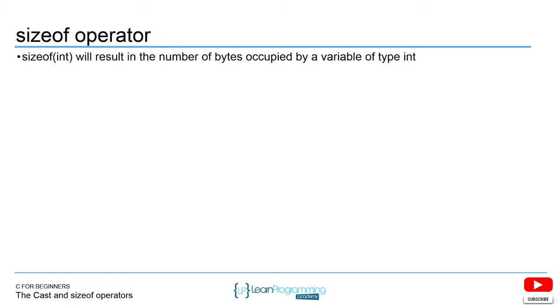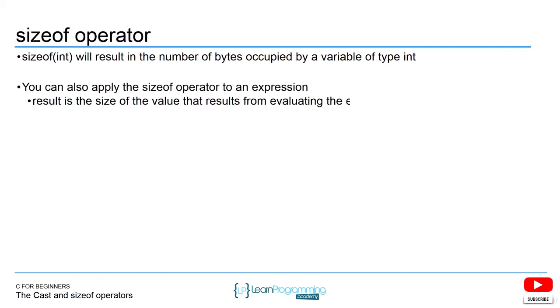Sizeof, for example, will result in the number of bytes occupied by a variable of type int. So this would return 4 or 8, depending on your system. You can also apply the sizeof operator to an expression. As I mentioned, the result is the size of the value that results from the expression. So if two ints together, it's still going to be an int. So it's still going to be that size.